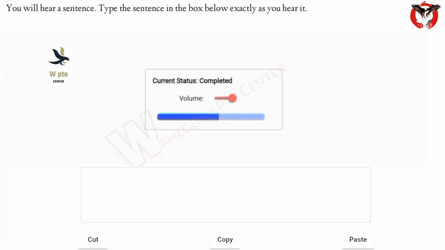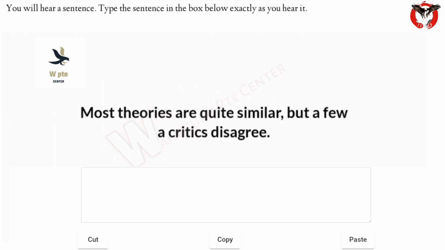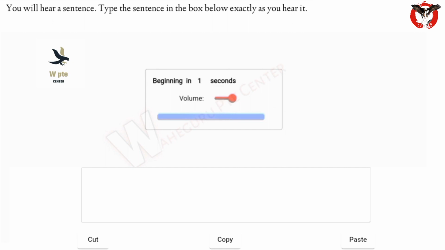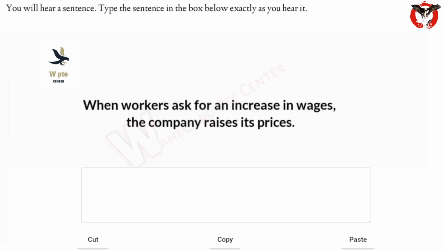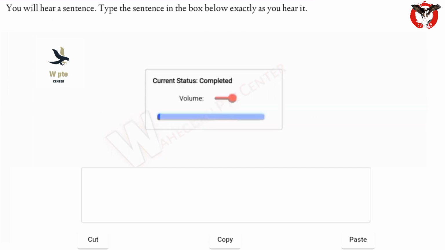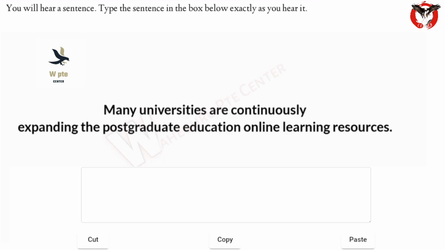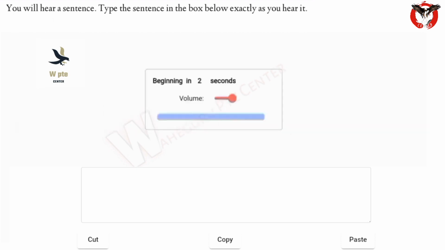Most theories are quite similar, but a few critics disagree. When workers ask for an increase in wages, the company raises its prices. Many universities are continuously expanding the postgraduate education online learning resources. This slide shows that there is minimal growth.